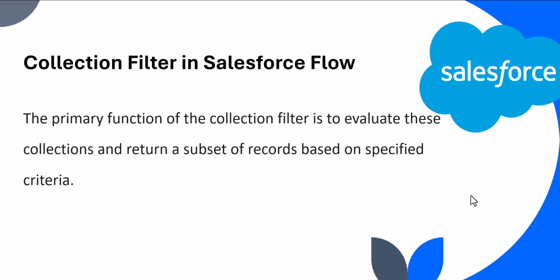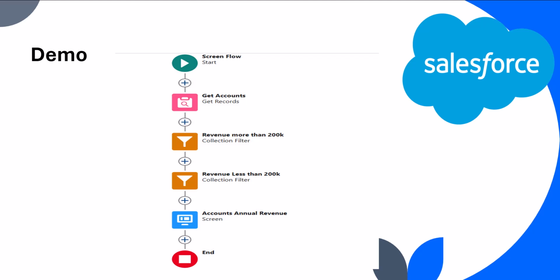So let me show you the structure of the flow that we are going to follow in this video. As you can see on the screen, this is the demo of the flow structure. In this example, we are going to create a screen flow, and then we will fetch the account records using the Get Records element. Then we are going to segregate the records into two categories, that is, accounts with revenue more than 200k and accounts with revenue less than 200k. Then using a screen element, we will display accounts in two sections, one with revenue less than 200k and the other with account records with revenue more than 200k. So let's move ahead and see the process of creating this flow where we will apply collection filters.